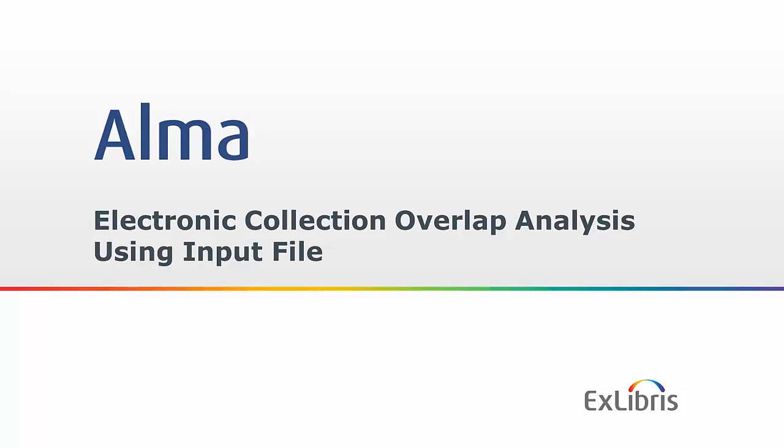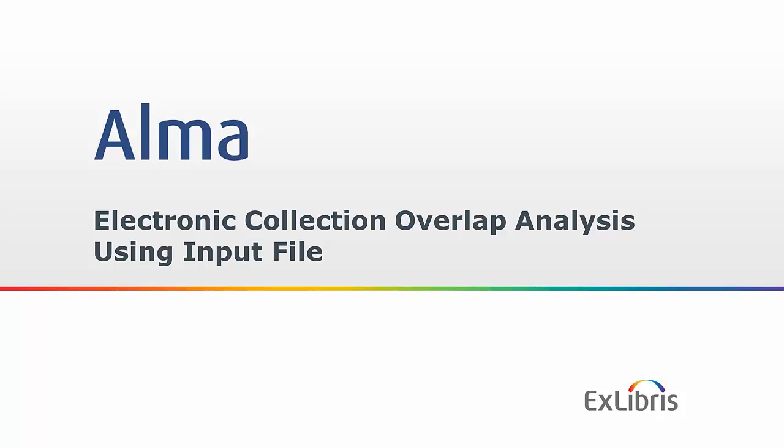Electronic collection overlap analysis using an input file. So in the December 2014 release, we saw how we can perform an overlap analysis between two sets of electronic collections, and we get to see which electronic portfolios, which titles belong to both sets, and this can help us make decisions about whether to acquire a new collection.